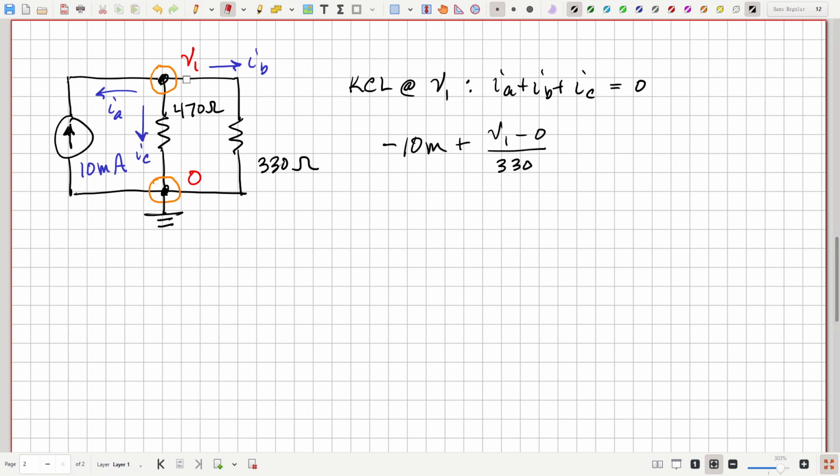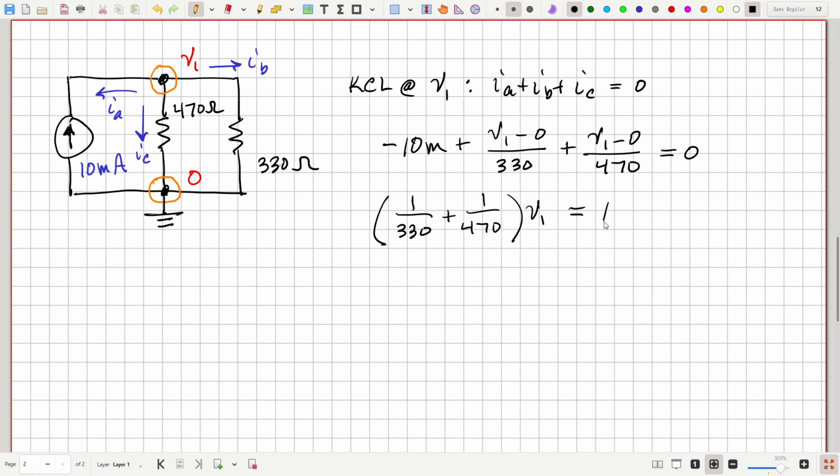And then IC is V1 to 0, the voltage drop through a resistor, 470 ohms. So that'd be plus V1 minus 0 over 470, and that's equal to 0. And now let's put all the V1 terms together. So we'll have 1 over 330 plus 1 over 470 times V1 equals, and put all the other terms on the right. Well, these zeros, of course, disappear, but then minus 10 milli goes to the right and becomes plus 10 milli. It's 10 milliamps. We won't put the units here just to focus on the math.